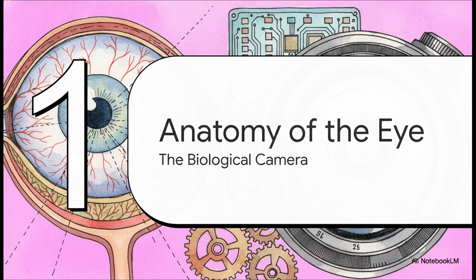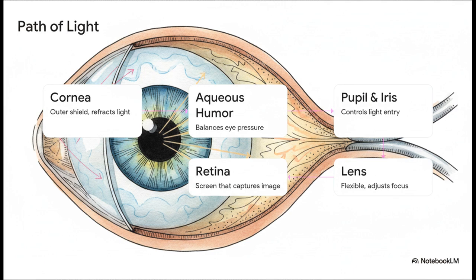Section 1. Anatomy of the eye, the biological camera. So before we can get into vision defects and the physics of light, we really have to understand how a healthy eye functions. Let's trace the exact chronological path that light takes, the absolute millisecond it reaches your face.